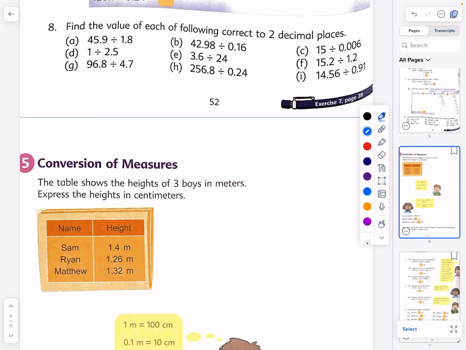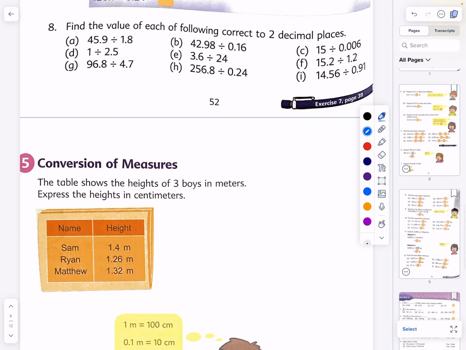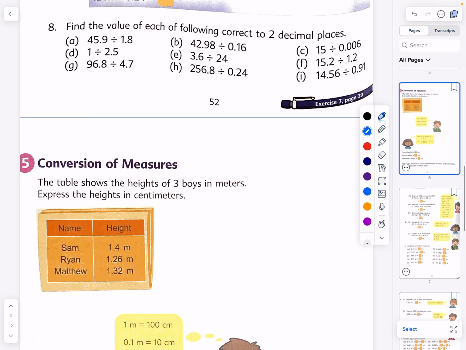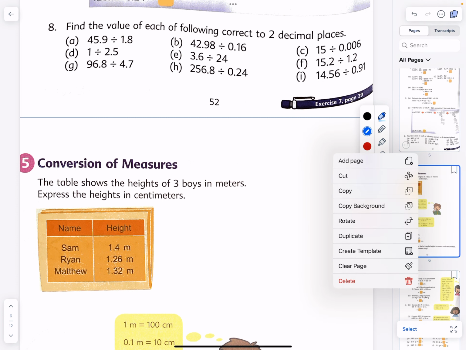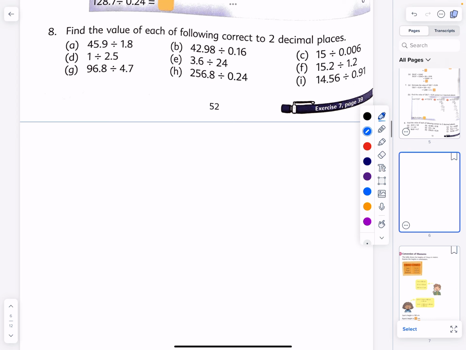Let me just add an extra page because I'm running out of space on page 52. So right now, I would like us to jump to the bottom of page 52. We have more examples. Find the value correct to 2 decimal places, which means, I hope you remember, divide up to 3 decimal places. That's step 1. And step 2, round your answer to 2 decimal places.